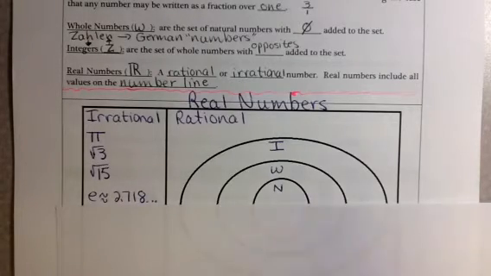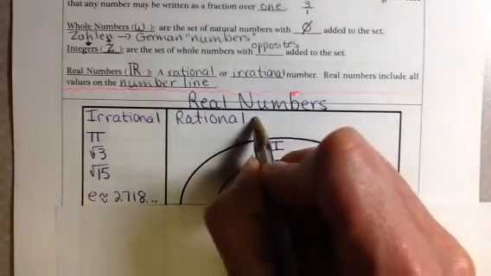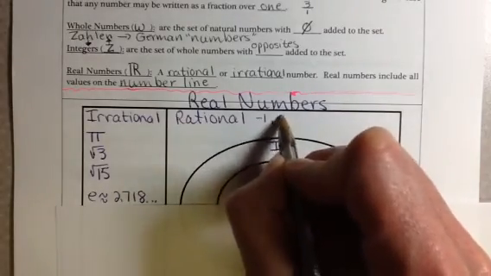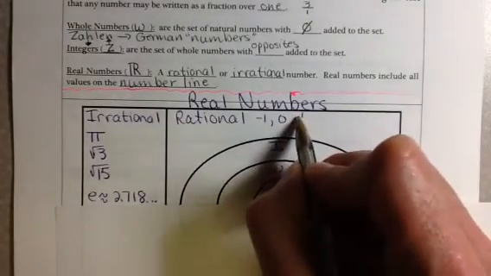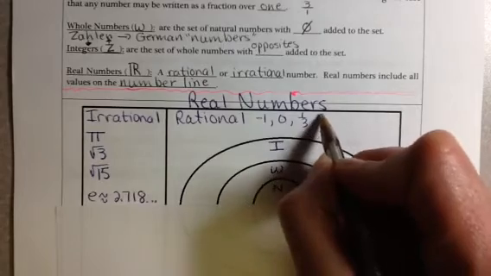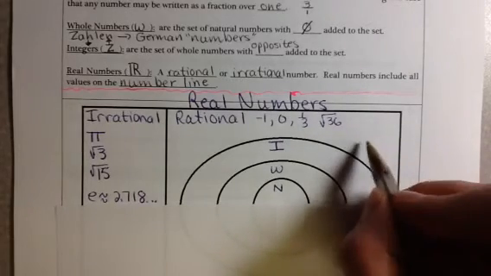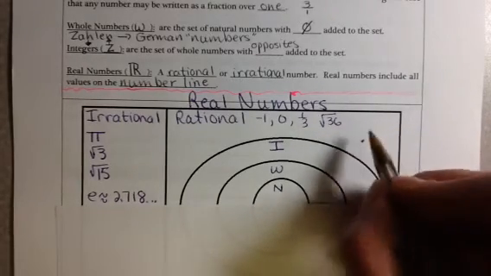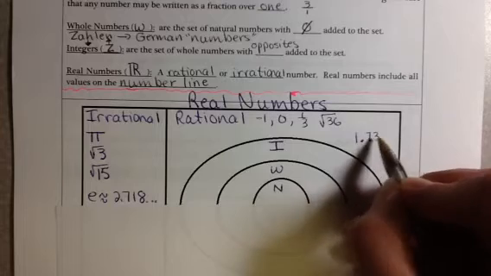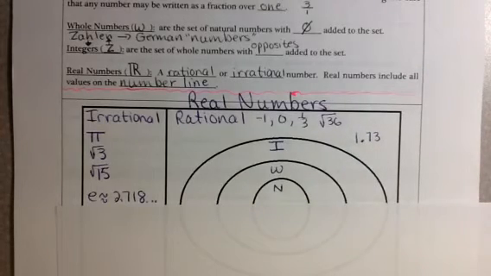Now, a rational number, we could have something like -1, we could have 0, we could have 1/3, we could have the square root of 36, which would just be 6. And we could have decimals as well. So let me just write a decimal down here so we don't think that there aren't any decimals. So 1.73, that terminates, so that is a rational number.